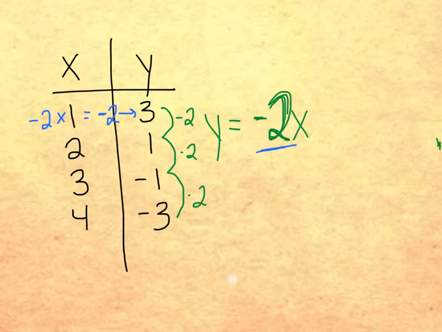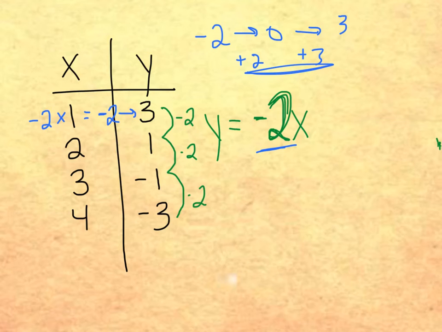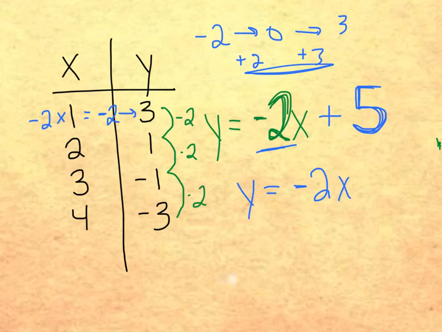Well, I know to get from negative 2 to 0, I'd have to add 2. And then to get from 0 to 3, I'd have to add 3 more. So in total, I'm actually adding 5. So that means our constant will be a positive 5. So that's our final equation. It's y equals negative 2x plus 5.